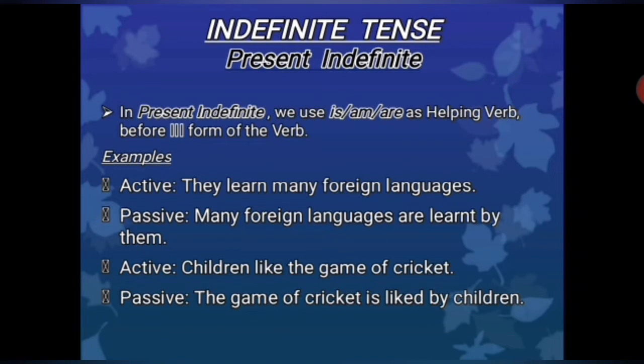See another example. Children like the game of cricket. So what is our object in this sentence? Yes, you are right. The game of cricket. Then what verb will we use? Is. The third form of the verb like is liked. So the game of cricket is liked by children.